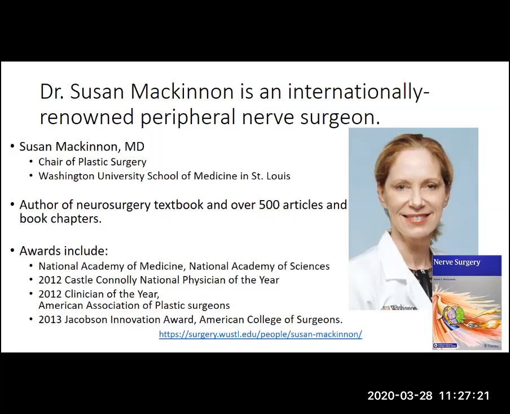Examples of her awards that she's received, just a few that I pulled off the web. She was elected to the National Academy of Medicine within the National Academy of Sciences. She was National Physician of the Year, Clinician of the Year. She received an Innovation Award for some of the surgical advances that she made within nerve surgery, peripheral nerve surgery. So she is very well respected, very renowned, and very good at her job.